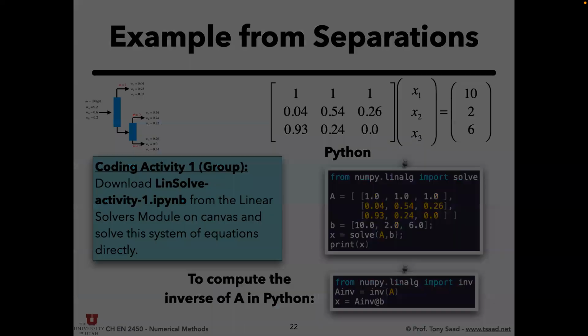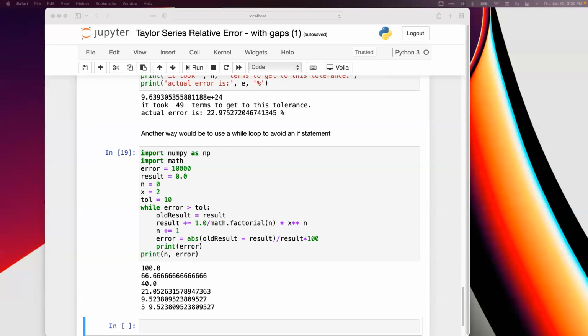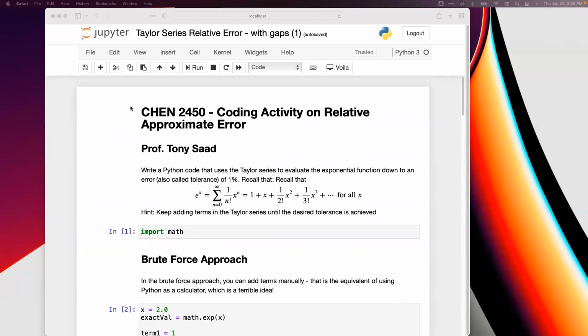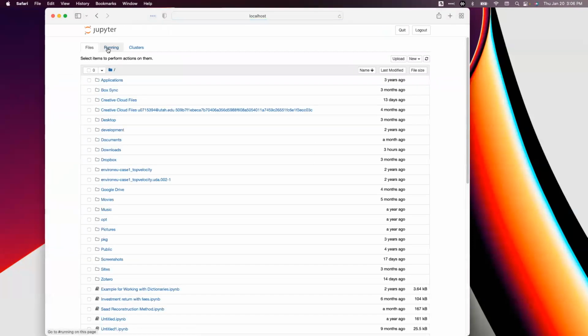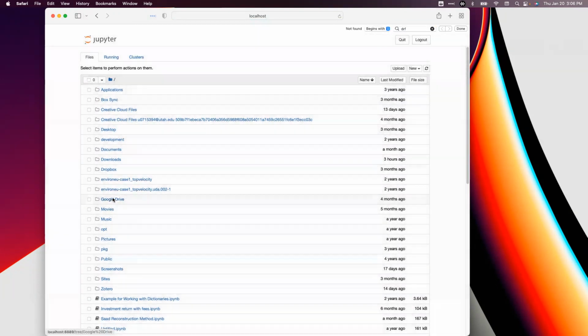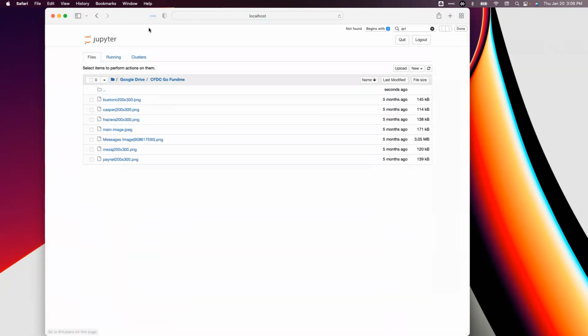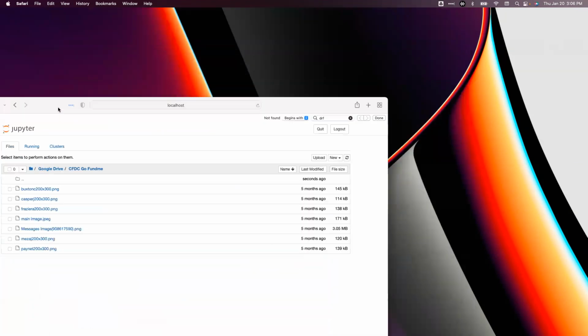I'll do the same over here. And I think I might have this already open. Go to Jupyter. Go to Google Drive.